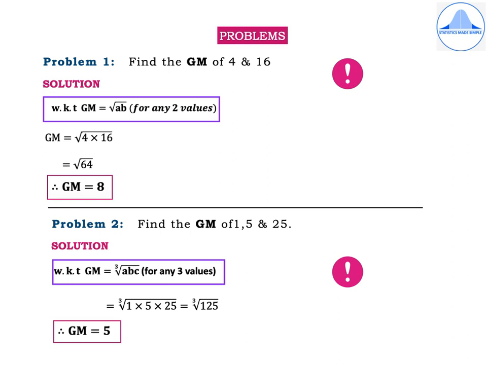Please keep in mind that when we have only two values in the raw data, you can use the formula of the geometric mean as GM equal to root of AB. And when we have three values in the raw data, you can use the formula GM is equal to cube root of A into B into C. And please learn to use the calculator to compute the square root and the cube root.